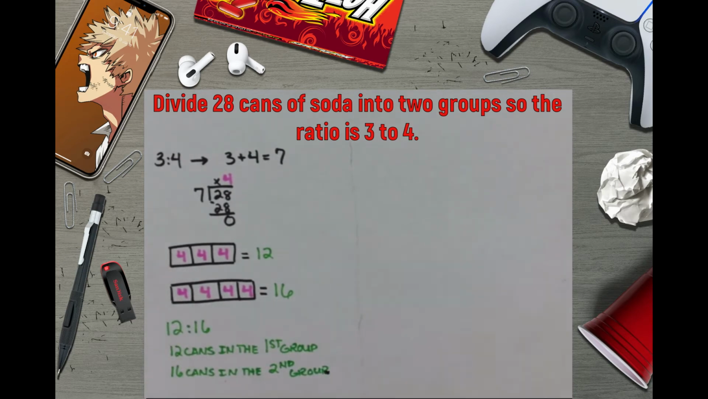So 12 cans in the first group, 16 cans in the second group, and this would be my answer.